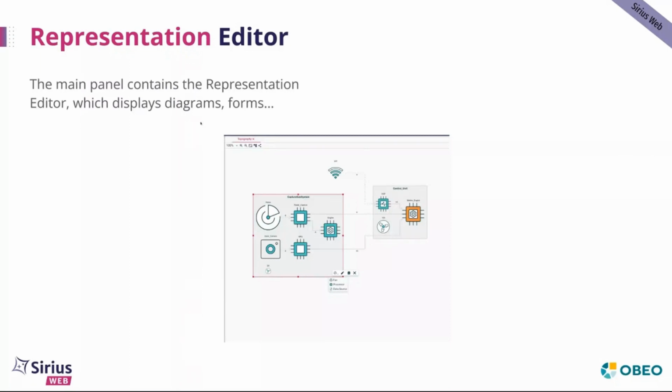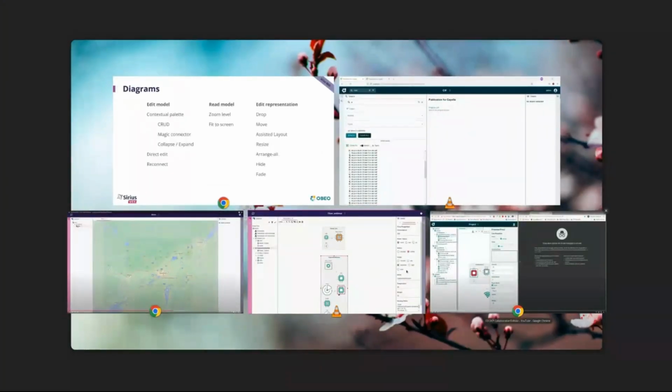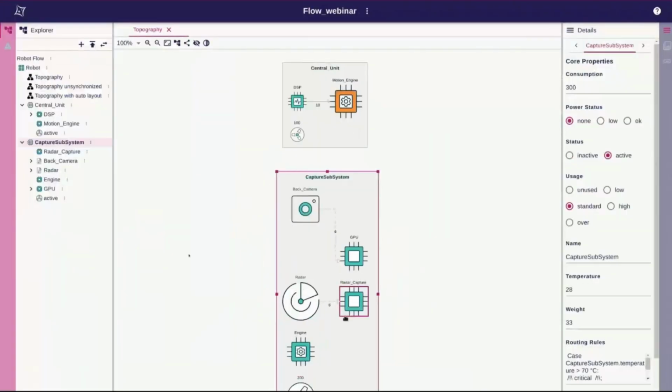The representation editor plays a crucial role in enabling users to work with and manipulate the graphical aspects of their models. There are different types of representations. The first type I will demonstrate is the diagram functionality. Diagrams provide a visual representation of models, making it easier for users to understand and work with complex structures. This one is the diagram one.